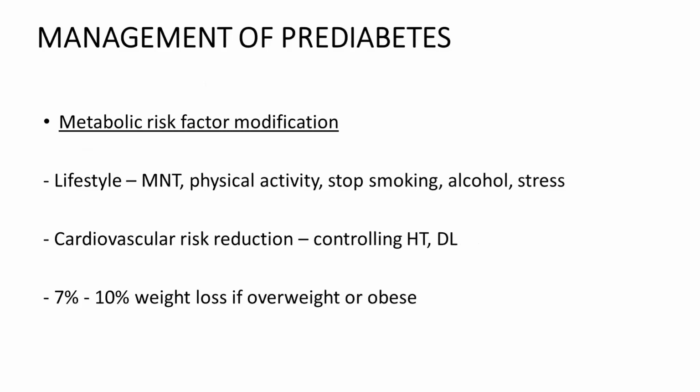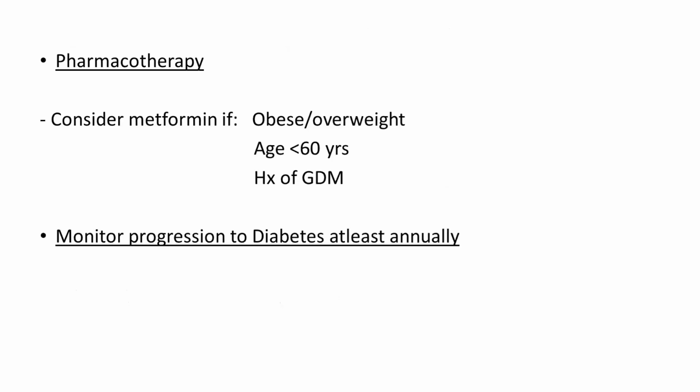And then we were talking about prediabetes. What is the management that at the primary care level we can give our patients? First of all, we need to identify the risk factors and modify those. It could be lifestyle modifications, MNT, medical nutrition therapy, and engaging them in physical activities. If the patient is smoking, we can advise to stop smoking, avoid alcohol and avoid stresses. And of course, cardiovascular risk reduction, like controlling hypertension and dyslipidemia. If the patient is overweight or obese, at least 7% to 10% weight loss is recommended. And there is also a place for pharmacological management in the prediabetes state itself.